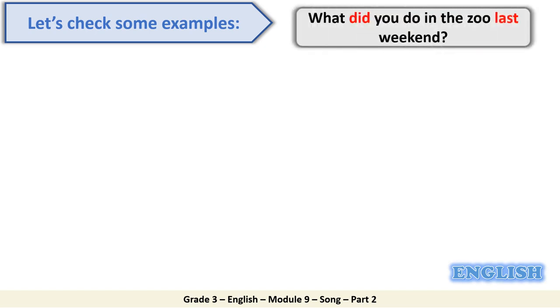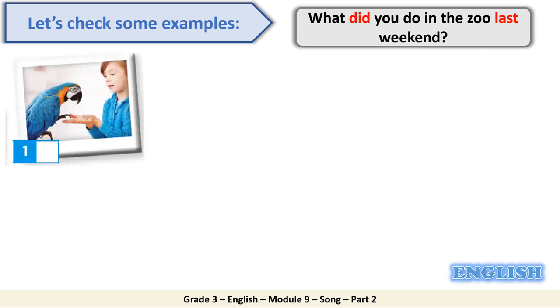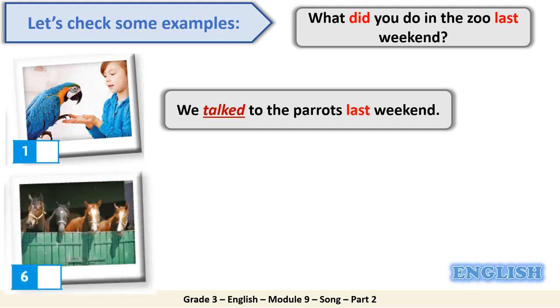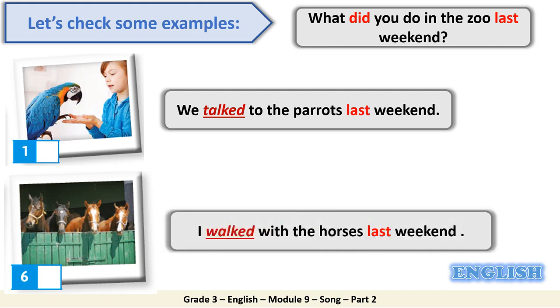What did you do in the zoo last weekend? Can you help me answer the question? Let's look at the first picture. What can you see? Excellent! We talked to the parrots last weekend. What else did you do last weekend? Look at the picture. Fantastic! I walked with the horses last weekend. That's correct, my darlings.